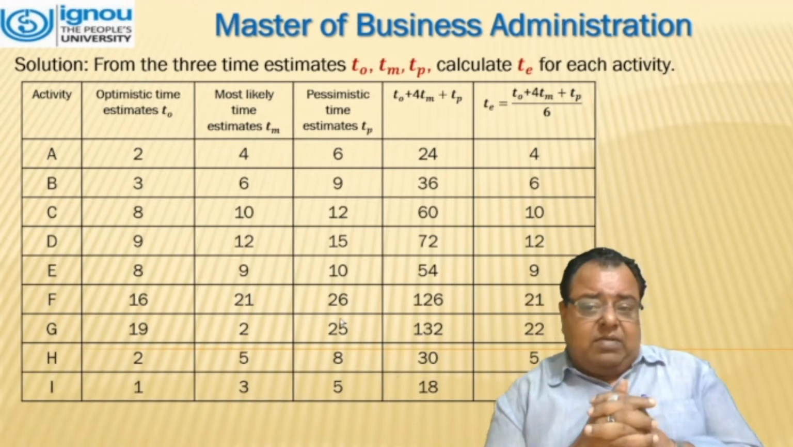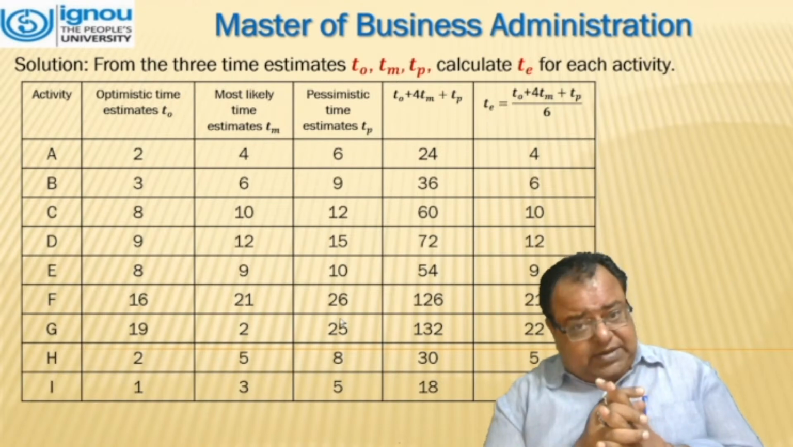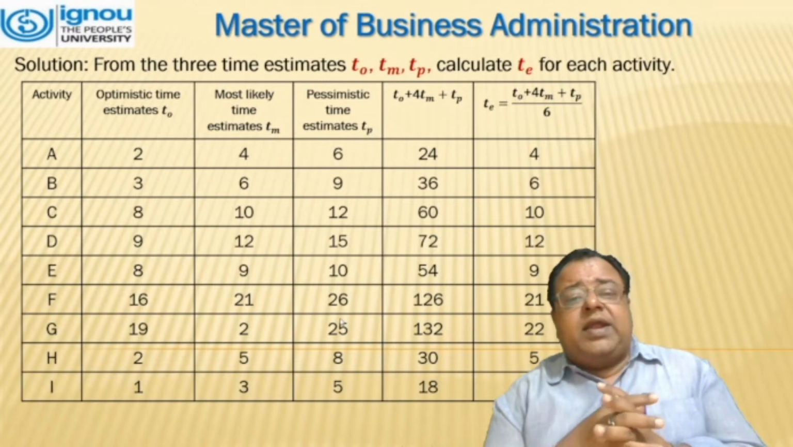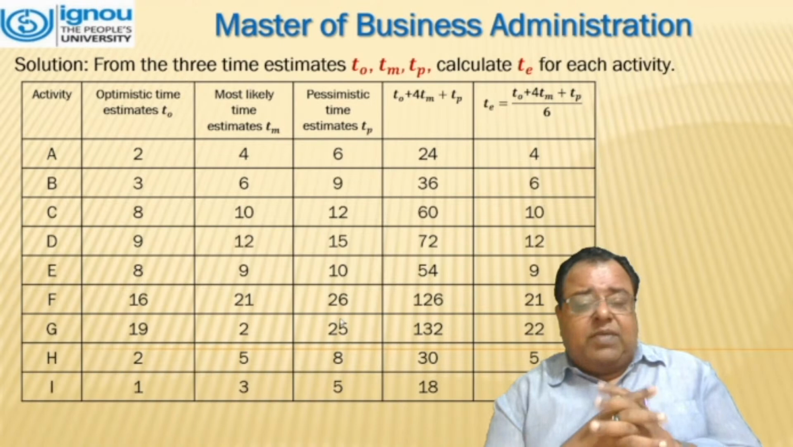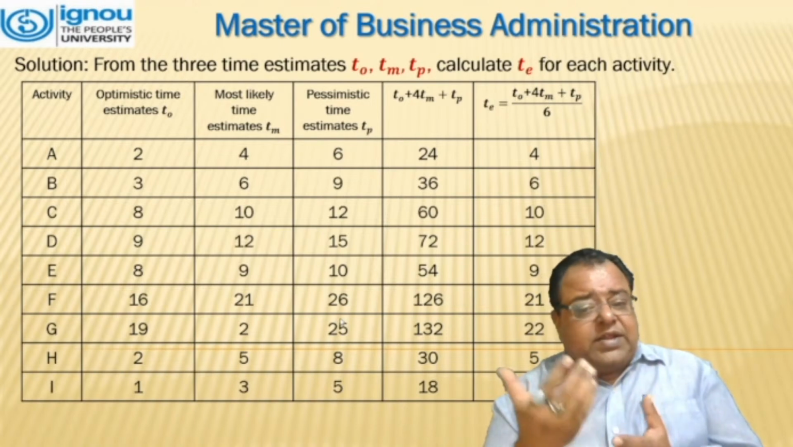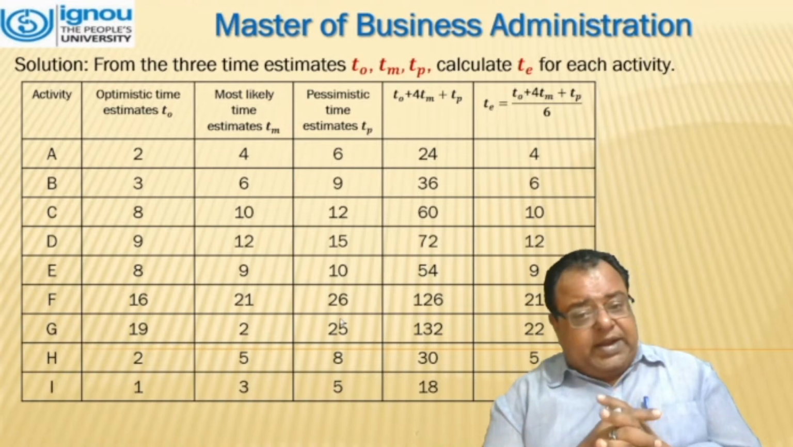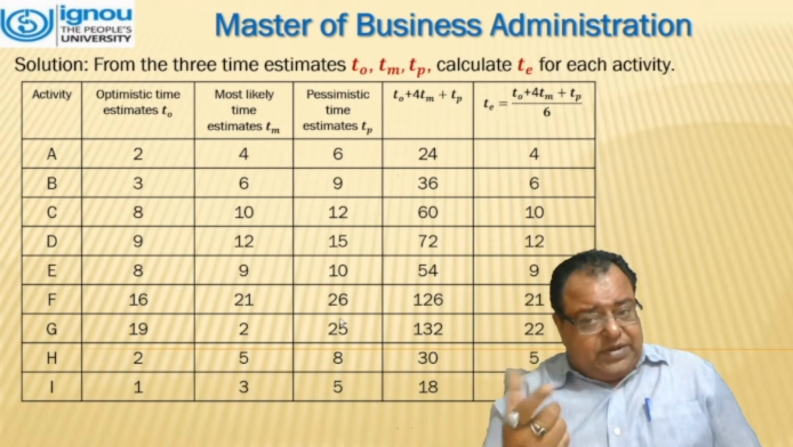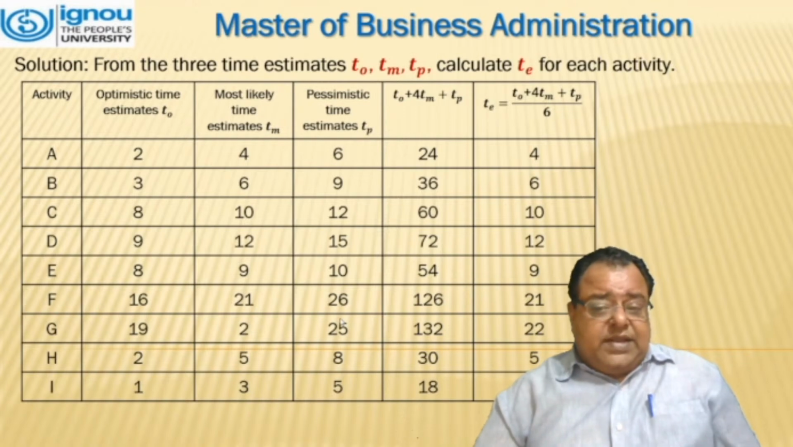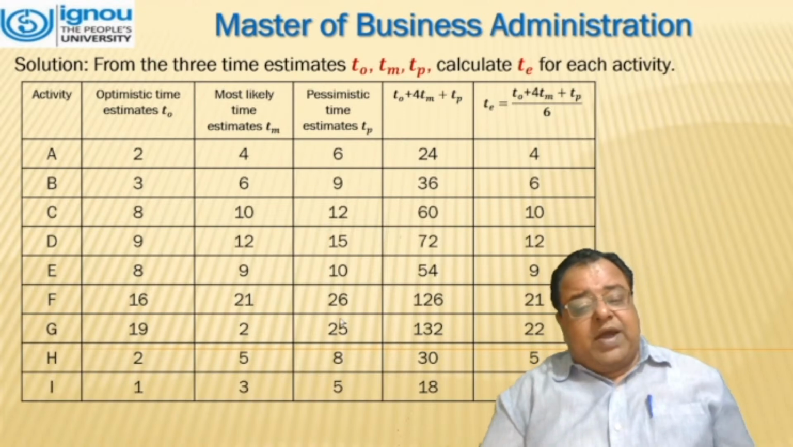Estimate time is calculated by the formula (TO plus 4 times TM plus TP) divided by 6. So first of all, we will be calculating TO plus 4TM plus TP for all the activities. That means we get 24, 36, 60, 72, 54, 126, 132, 30, and 80. In the last column, we divide all these numbers by 6. We get 4, 6, 10, 12, 9, 21, 22, 5, 3.